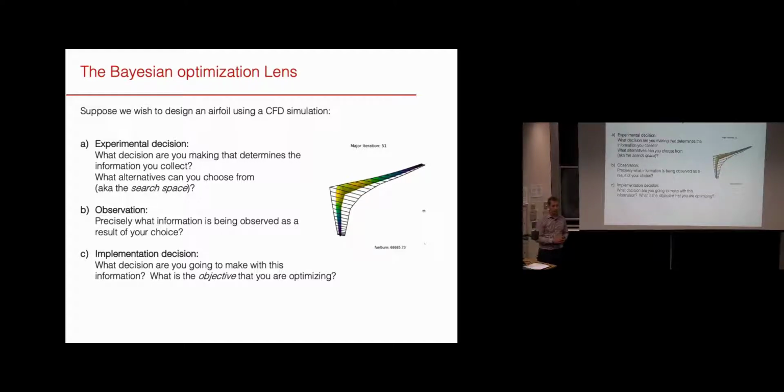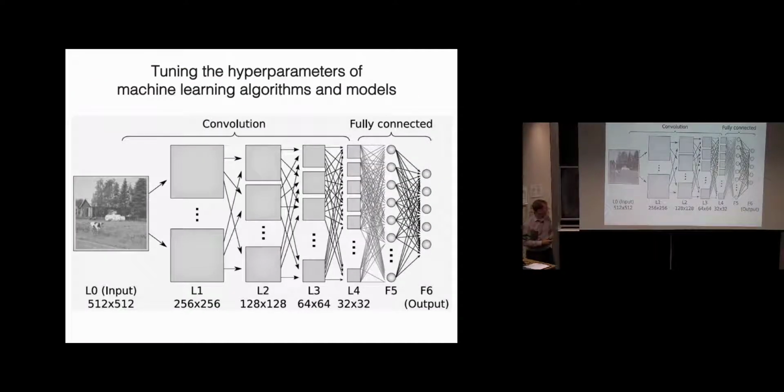Any questions so far on the Bayes opt lens? Let's do another example. Deep learning. Basically, such a neural network has lots of parameters, particularly all the weights.